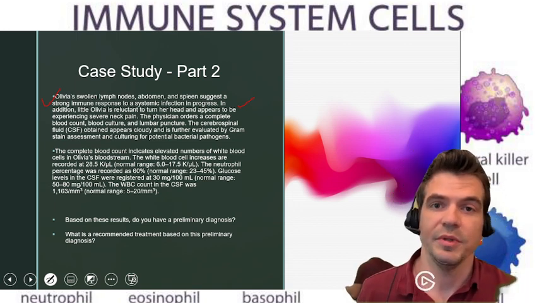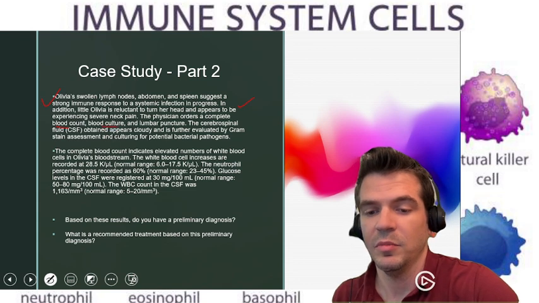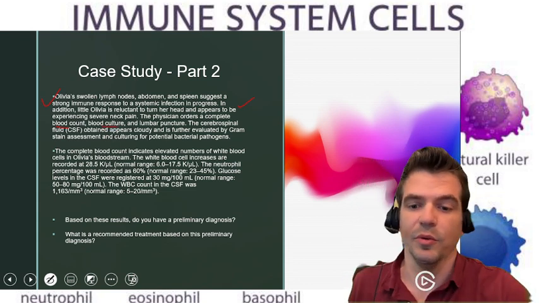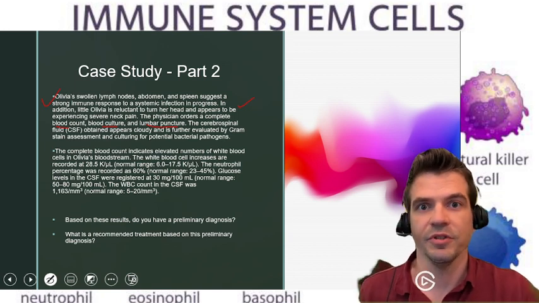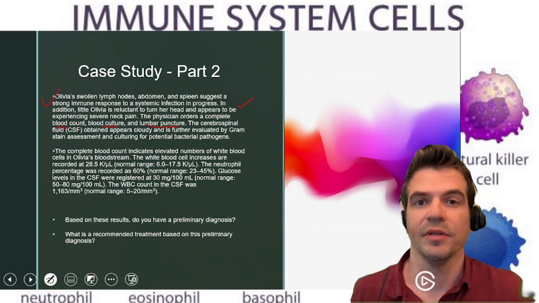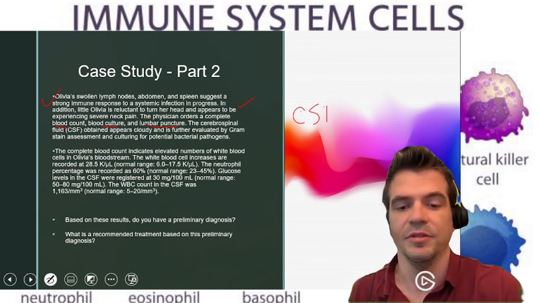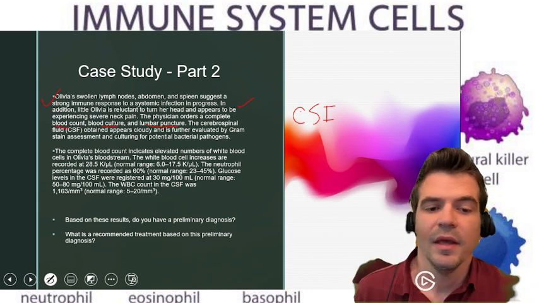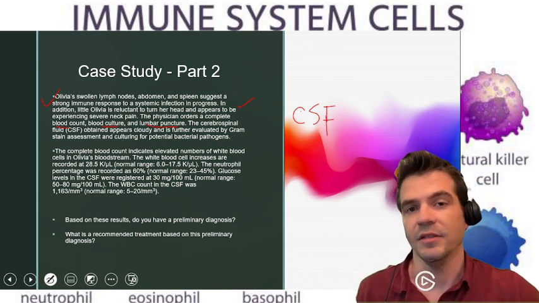So, seeing the neck pain, in addition to blood count, blood culture, he's going to order that lumbar puncture that we did back in our first case study, where they did the lumbar puncture, check the CSF, right? So we're going to check the cerebrospinal fluid and see if that is cloudy or not.